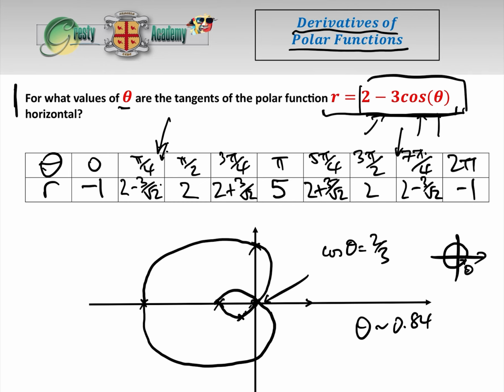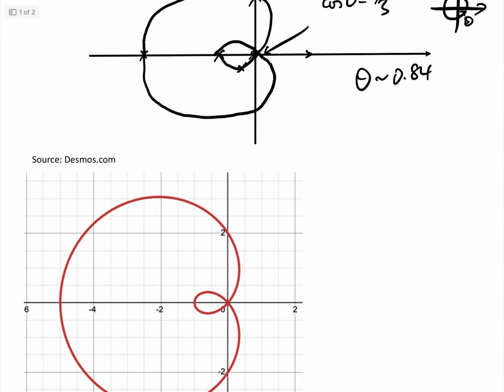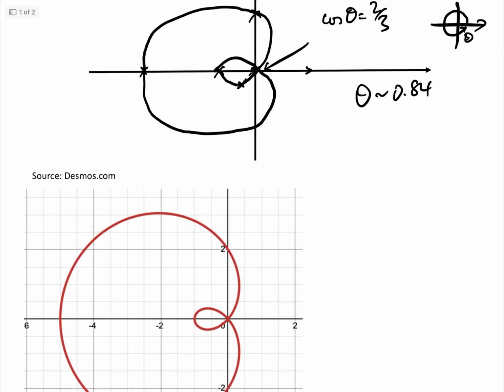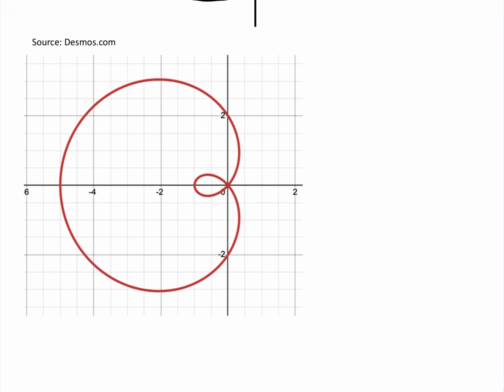Now, fortunately, we have desmos.com, and I knew I wouldn't draw it very well. So here on desmos.com is the proper version. My version is not that bad, but desmos.com was obviously a lot better, so thank you to them.